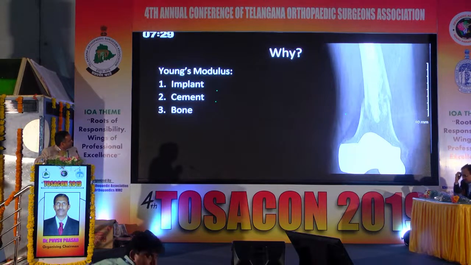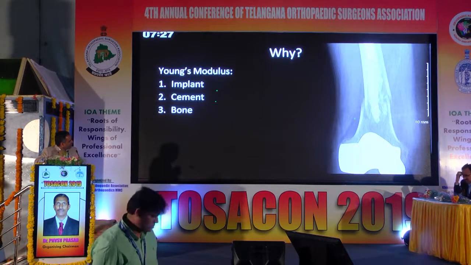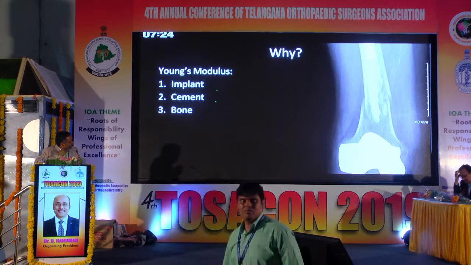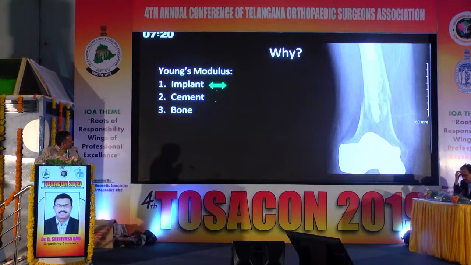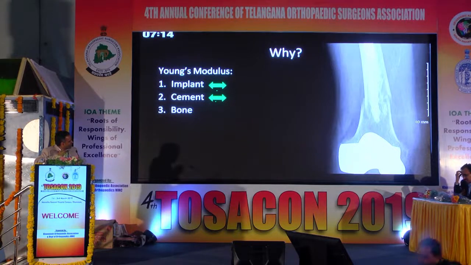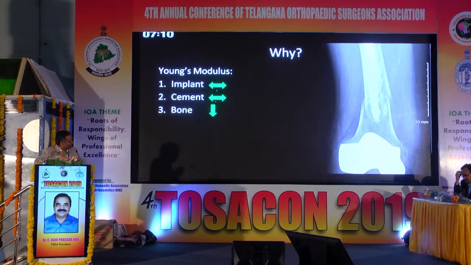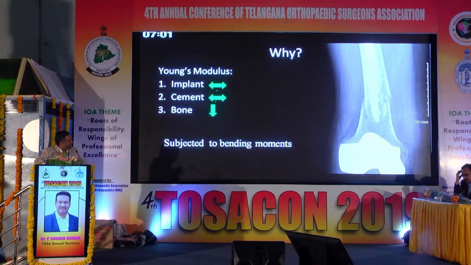Now, why did this fracture occur at this location? It's because the implant Young's modulus hasn't changed. It's the same. The bone cement, which is ending up there, hasn't changed its Young's modulus. But as the patients grow older and the bones become osteopenic and osteoporotic, the bone Young's modulus decreases at this place. And when subjected to bending moments, you will have a stress fracture.